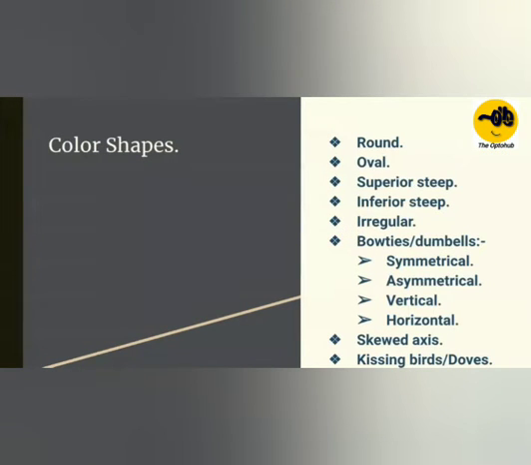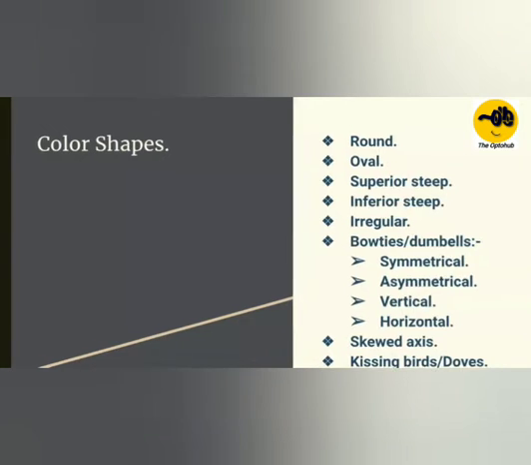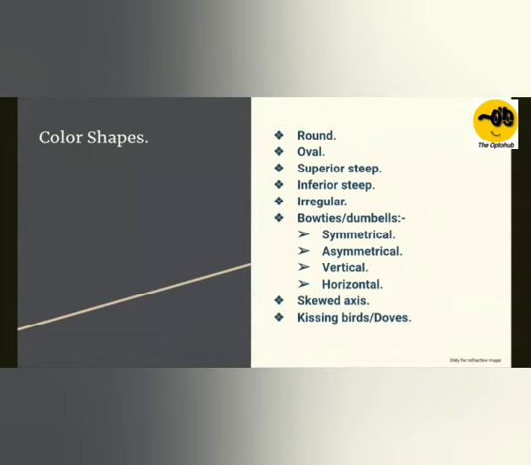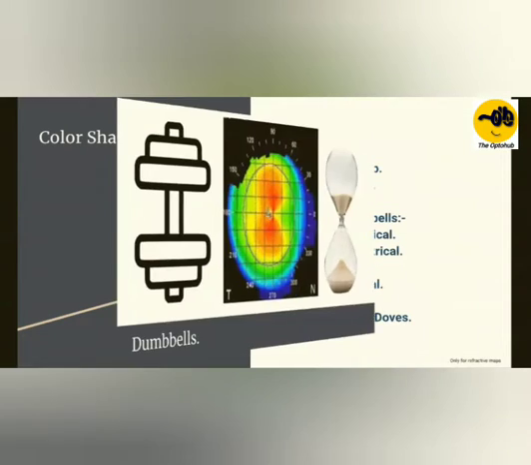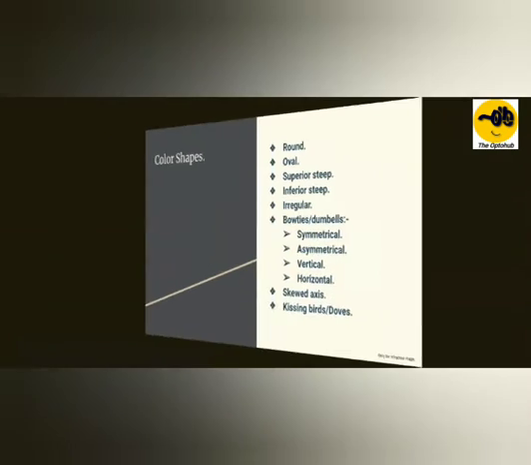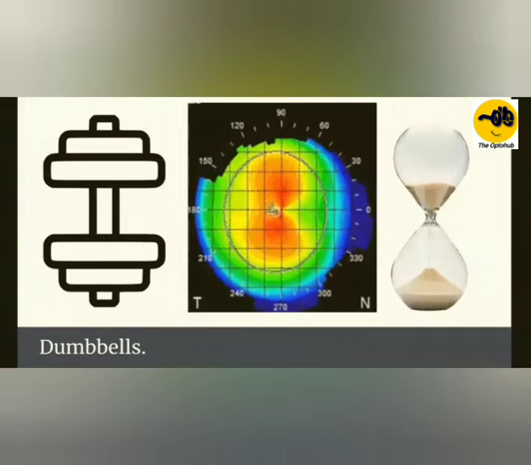Next, what we see is the color shapes we observe. We'll talk about the shapes we see on axial and tangential maps, or in other words, they are known as refractive maps. What we see is a dumbbell basically. First things first, I'll talk about the dumbbell or a bow tie.